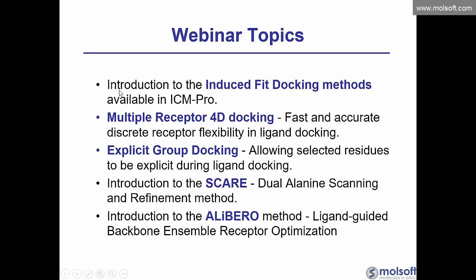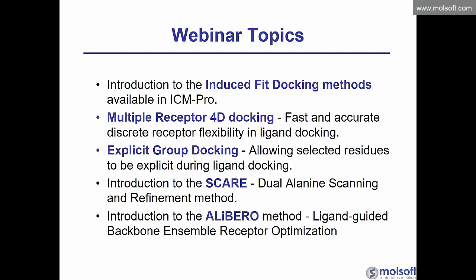So today's topics include the induced fit docking methods that are incorporated into ICM, the multiple 4D receptor docking, which is a method to incorporate an ensemble of receptor structures into your docking to represent flexibility or induced fit. I'm going to show you how to do explicit group docking, whereby you have grid maps for some of the region of your pocket, but you allow certain residues to be flexible during docking.